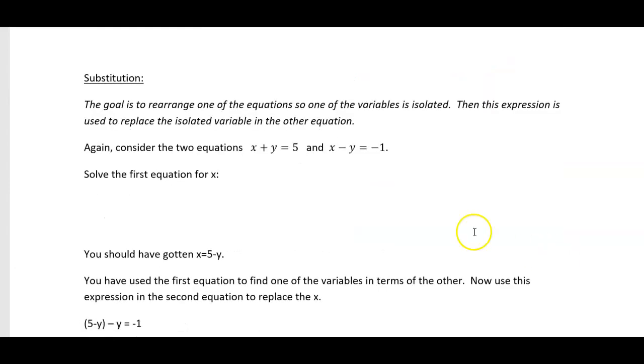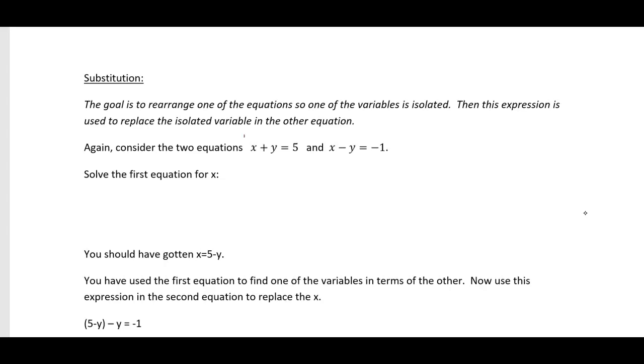The other method will be called substitution. You may have seen this before. Most people, when they learn elimination, like it, at least on the easier problems. Like on this problem, you would use elimination because you have a plus y and a minus y. It falls out real quick. But the other thing you can do is substitution.